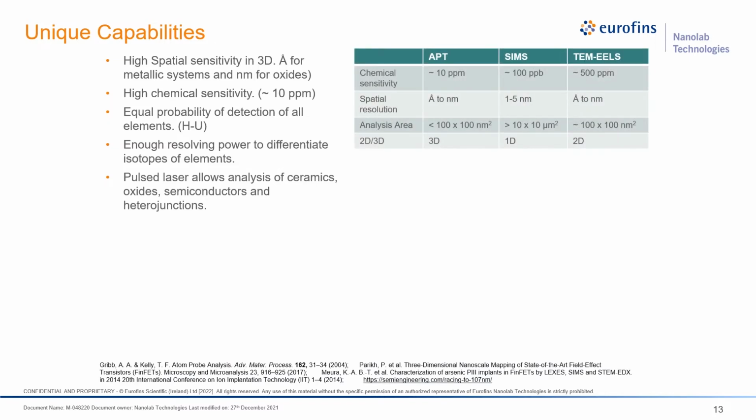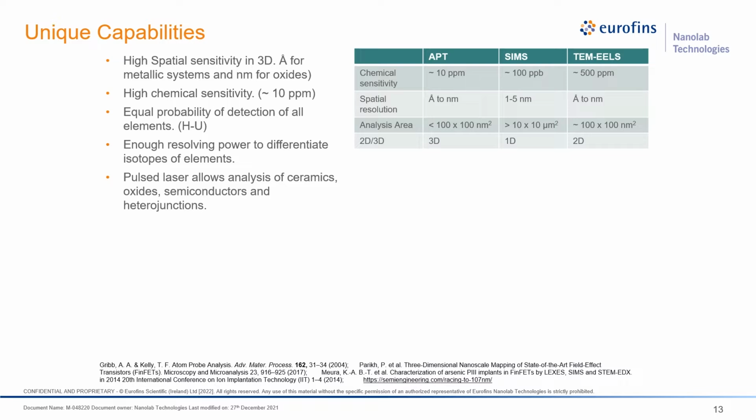The chart here now shows a comparison of APT with 2 other conventional techniques which are used at the nanoscale, SIMS and TEM EELS. When you look at the chemical sensitivity, SIMS does provide a better chemical sensitivity than atom probe. But in terms of the resolution and the analysis area, atom probe is truly a nanoscale technique. As well, when you compare with TEM EELS, it does provide 3D information compared to the 2D information of TEM EELS.